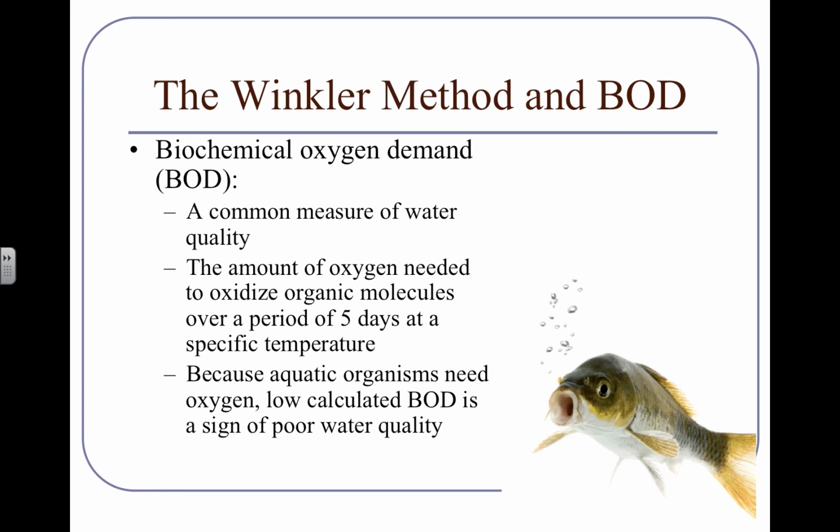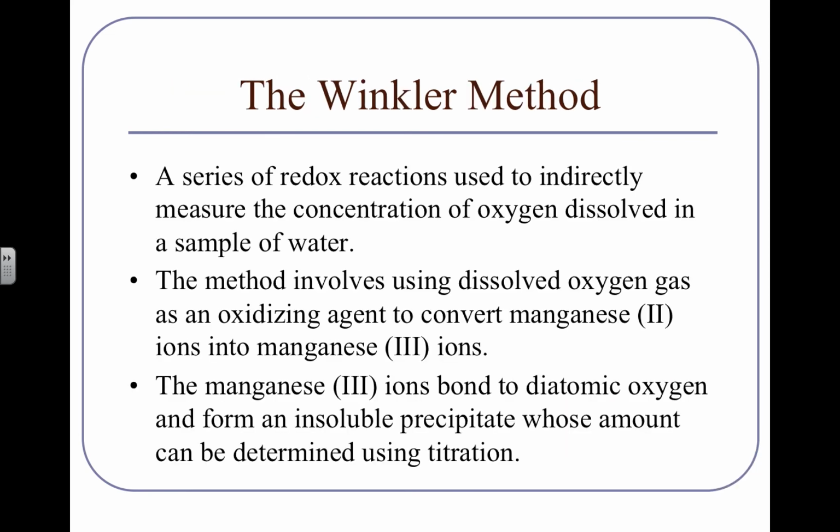And a low BOD means there's poor water quality. There's not a lot of oxygen. So you take a water sample out of a river, pond, whatever, and you incubate it over the 5 days, and you measure the oxygen demand before and after. Okay, so there's a couple steps here. You use oxygen gas as an oxidizing agent to convert manganese ions into manganese 3 ions. And then you precipitate that out and you do titration.